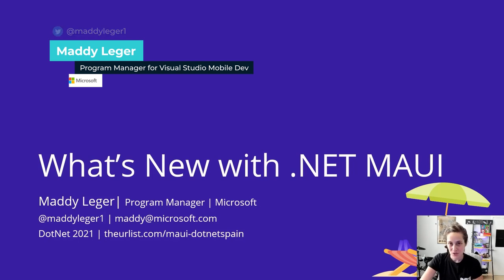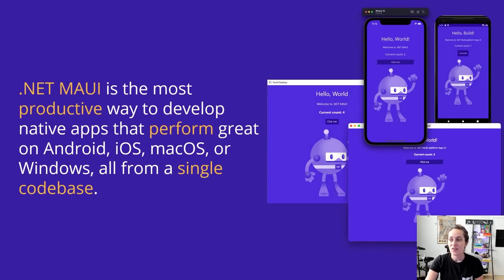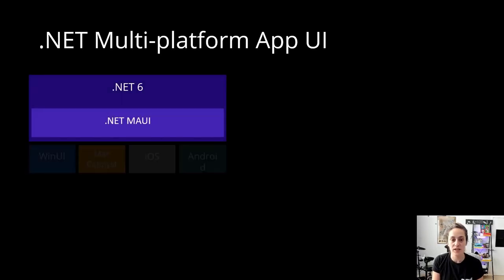So if you haven't heard of .NET MAUI yet, it is the most productive way to develop native apps that are super performant for iOS, Android, macOS, and Windows. And so you might think to yourself, well, that sounds a lot like Xamarin Forms, right? Well, it is. It's an evolution of Xamarin Forms, but it's also expanding to desktop, and we are doing a few new things to make it faster and to also simplify the coding experience so you can do it all from a single code base. And of course, it's all part of .NET 6.